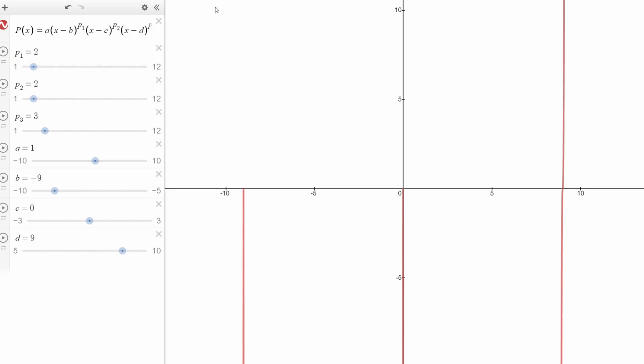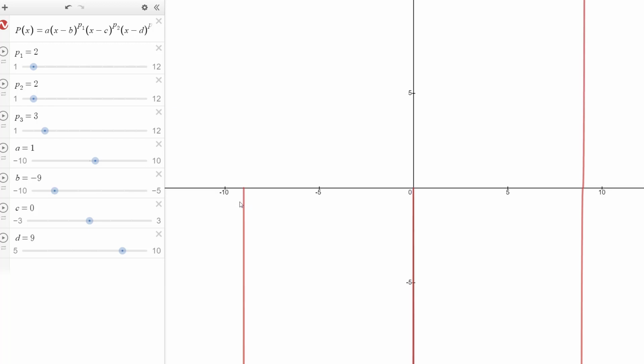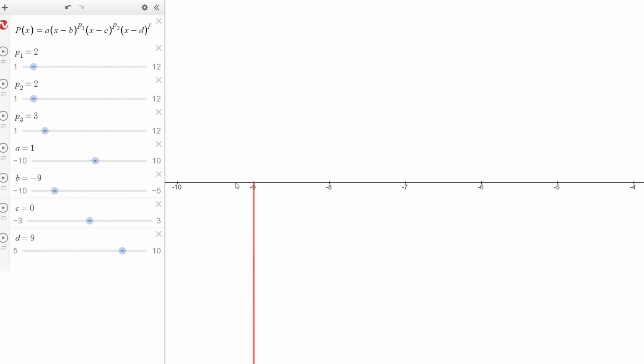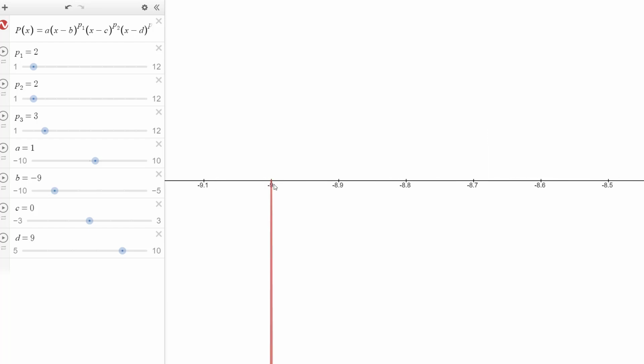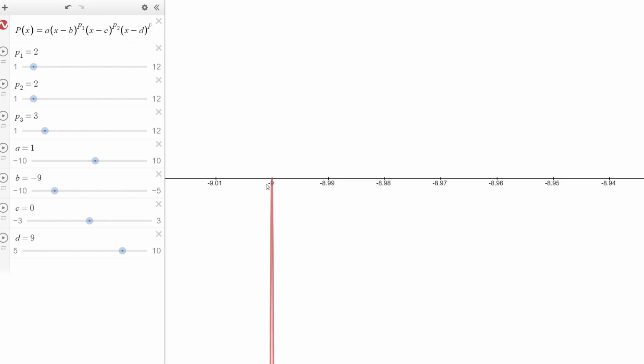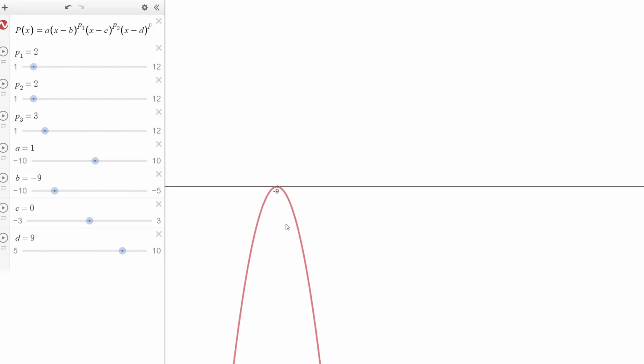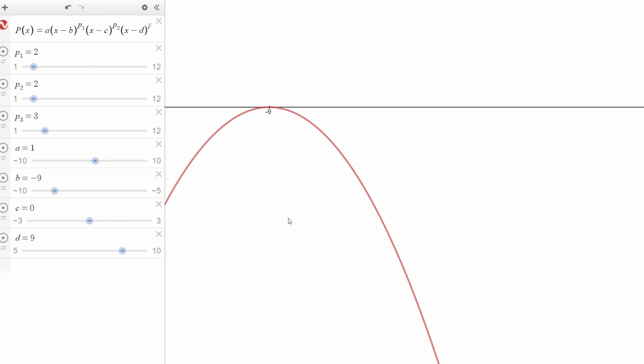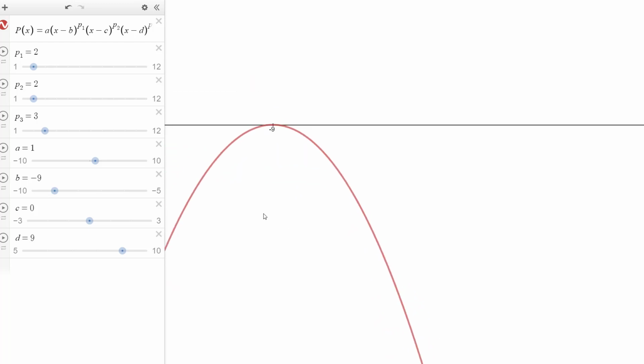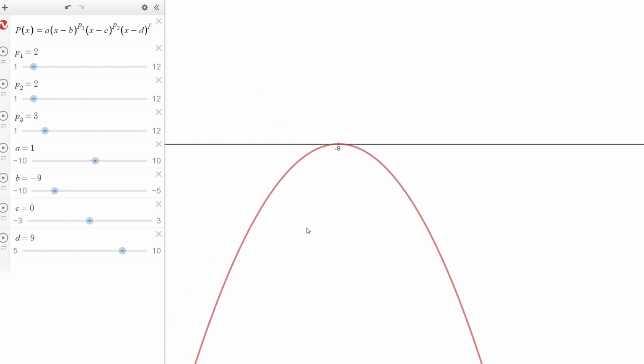Now, notice that it seemed to have cut off the graph, but that's not actually what happened. If I zoom in far enough, and it actually takes quite a bit of zooming in because this curve is so wild, you'll see that it looks like a parabola. Notice the power's 2 on that factor. If you zoom in close enough, it looks like a parabola.